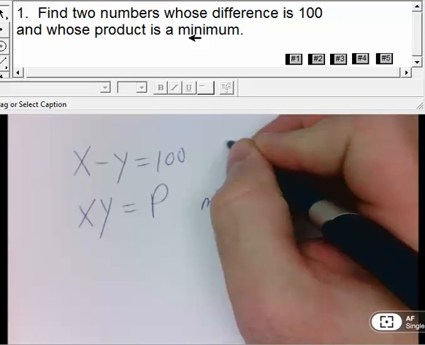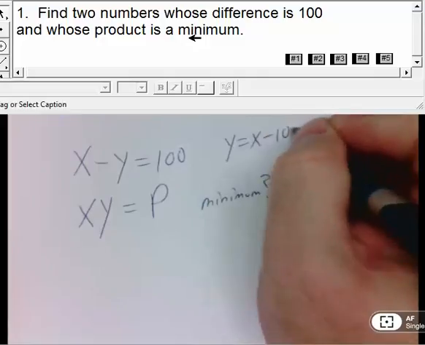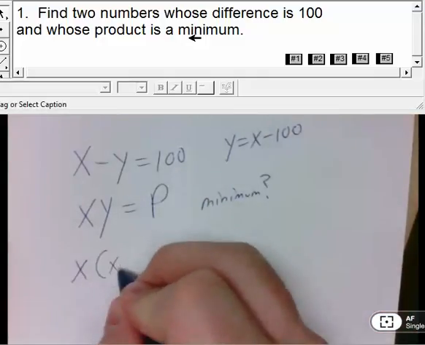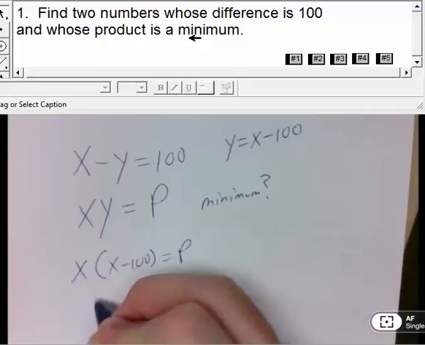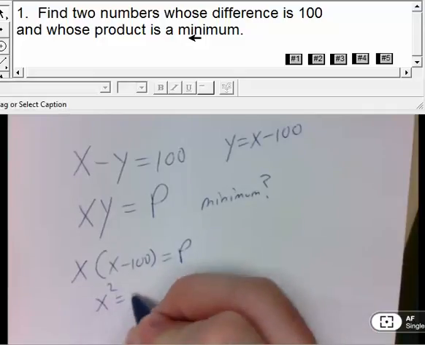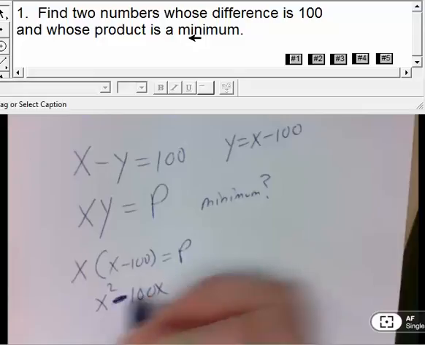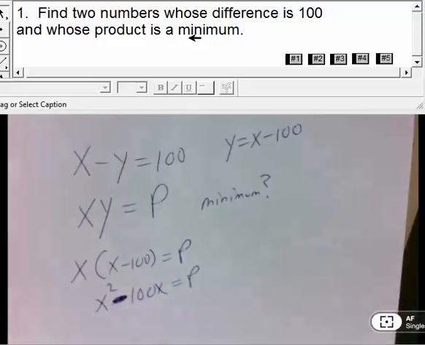So this is going to be y equals x minus 100. I'll plug that in for y. So x times x minus 100 equals p. So that's x squared, I'm sorry, x squared minus 100x equals p. And that's what I'm trying to minimize.